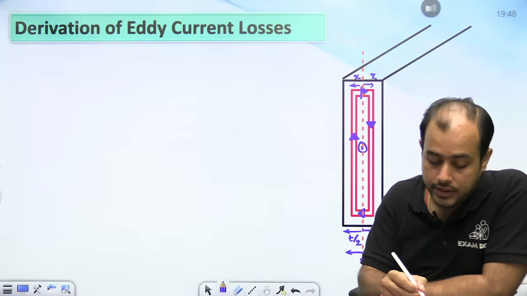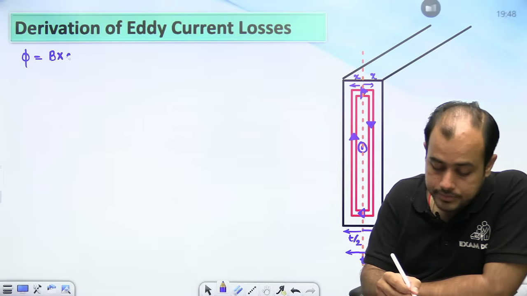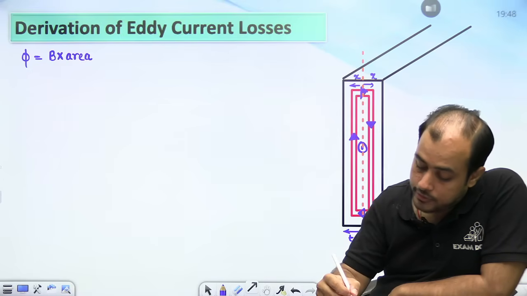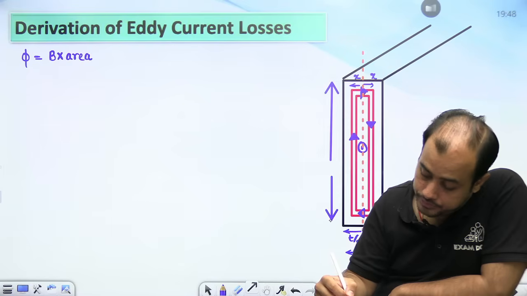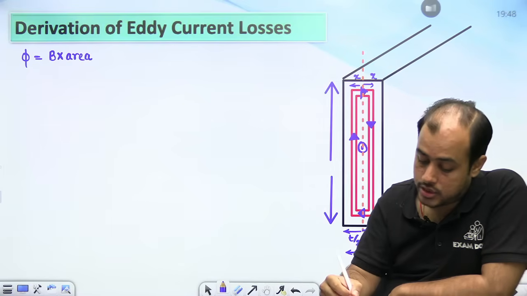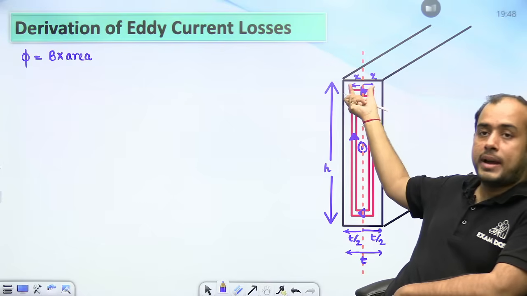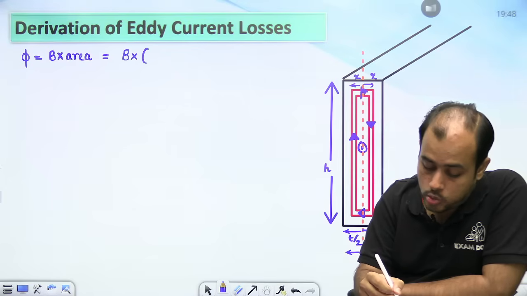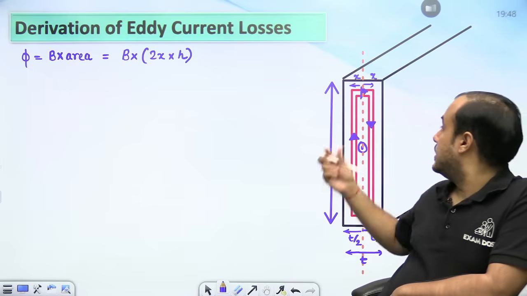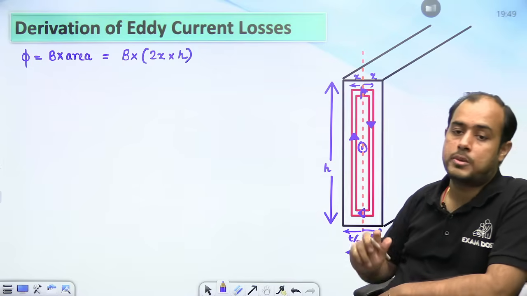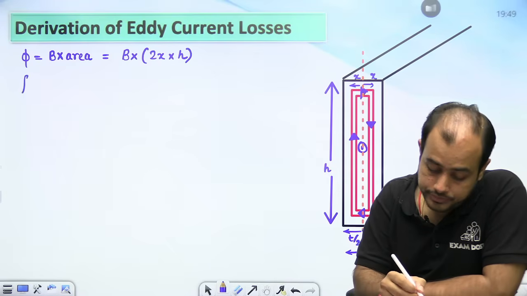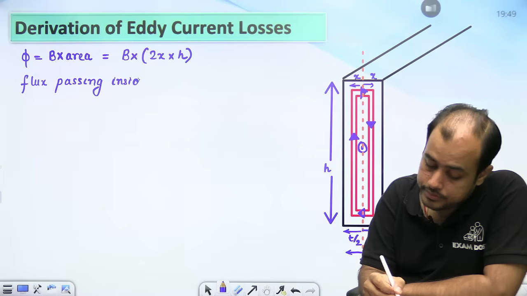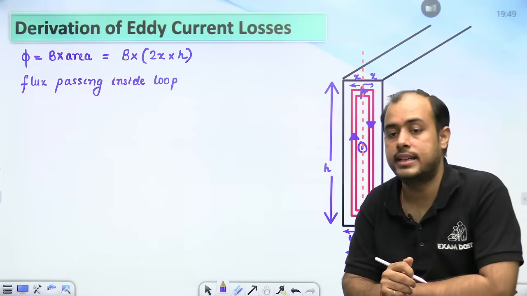Now, I will first say flux is B into area. So what is the flux passing through inside of the loop? Flux इस red वाली loop से कितना गुजर रहा है? So if I take this length as h, height as h, so what is the width of the loop? 2x, height is h, so area is h into 2x. Understood? इसकी width हो गई बेटा 2x, height हो गई h, तो इस loop का area हो गया 2x into h. That is the flux passing inside the loop.